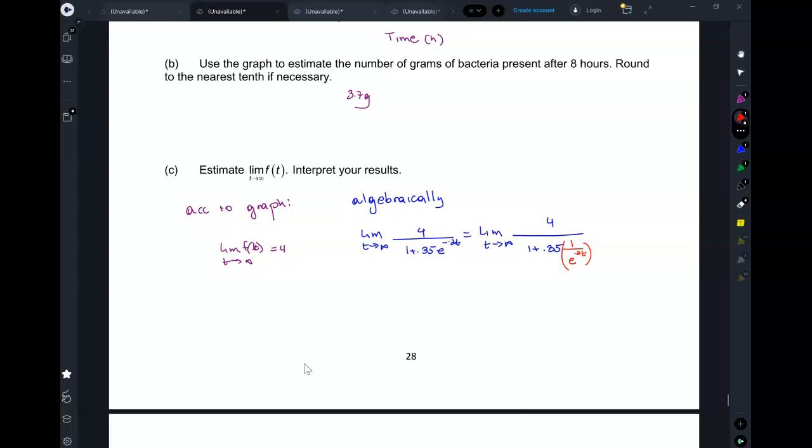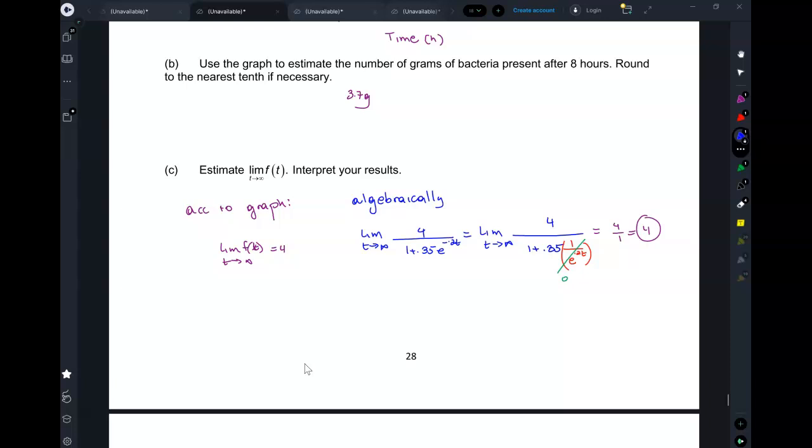So now when t is infinitely large, e to the infinitely large exponent is infinity. 1 over infinity will be what? 1 over infinity is about 0. So this will be 0. That means this whole thing will be 4 over 1, which is 4. Do you see that? Okay, interpret your results. What does this mean? 1 over an infinitely large number is about 0. 0 times this is 0, plus 1, 1.